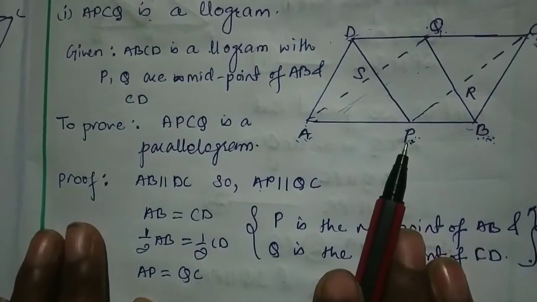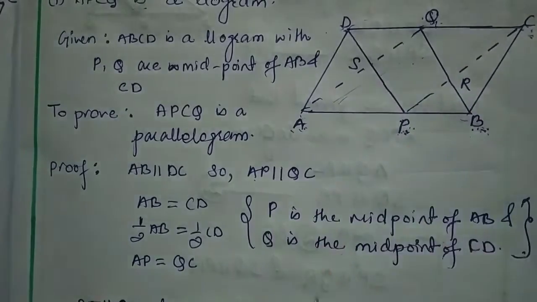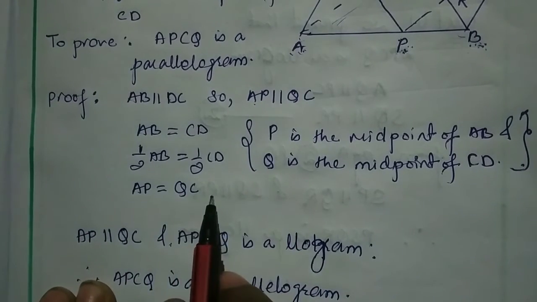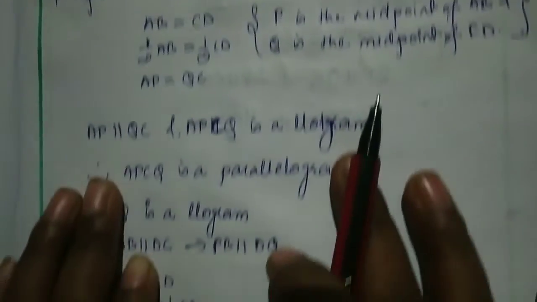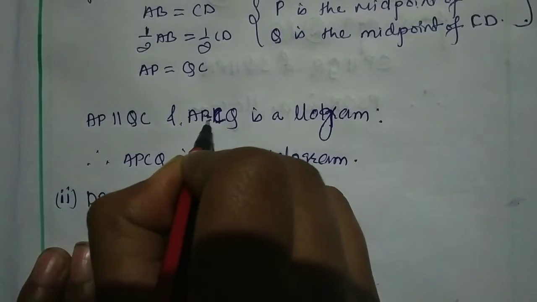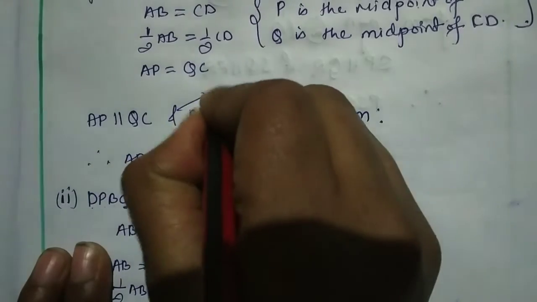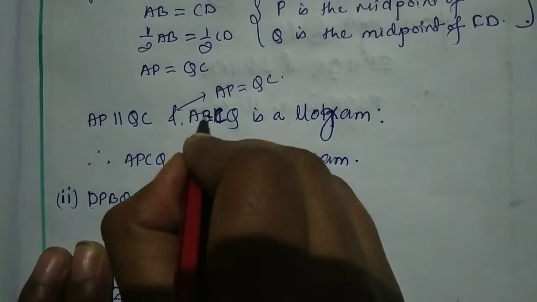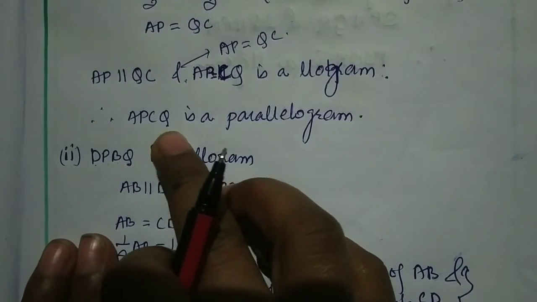Why do we get AP parallel to QC? Because half of AB and half of CD, we get AP equals CQ, since P is the midpoint of AB and Q is the midpoint of CD. So AP is parallel to QC and AP equals QC. Therefore, APCQ is a parallelogram.